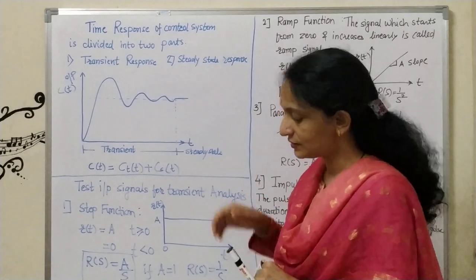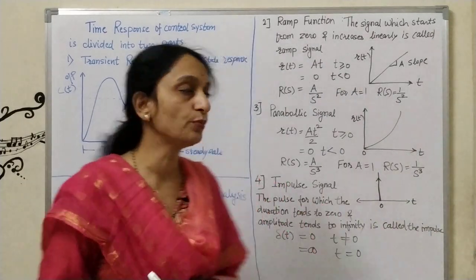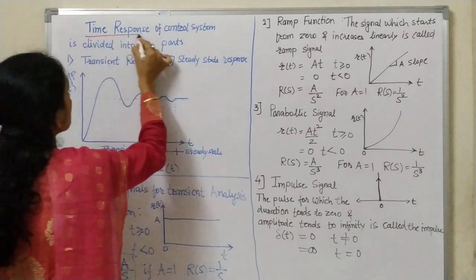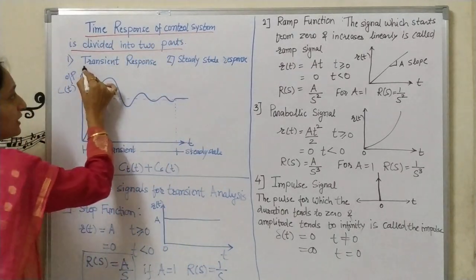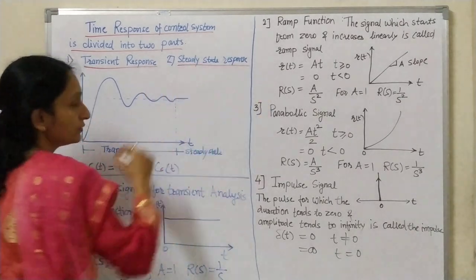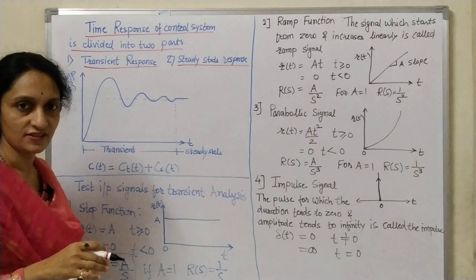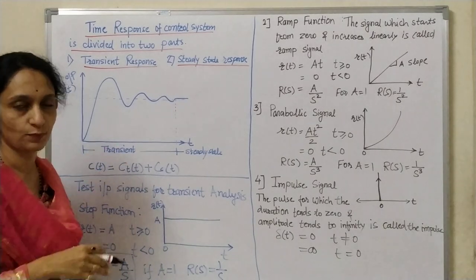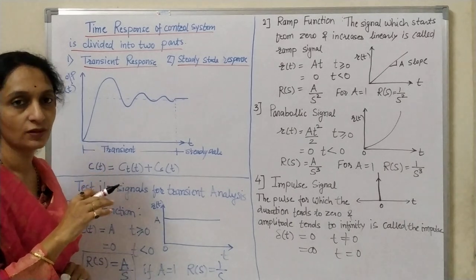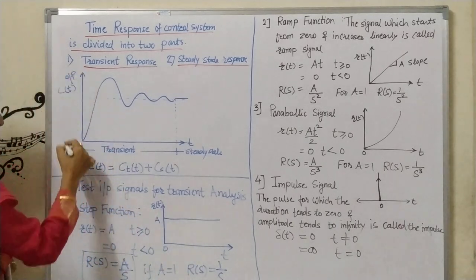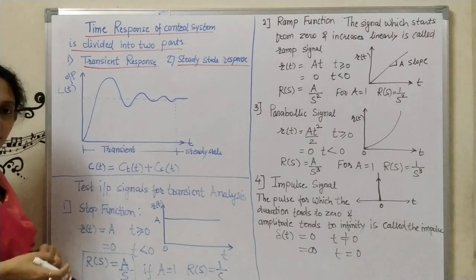Okay, first of all, see here, the time response of a control system is divided into two parts. Number one, transient response, and number two, steady state response. So steady state means, as the name suggests, there will be the settled response. This response will continue up to infinity, and this output response, see, output can be electrical or mechanical.